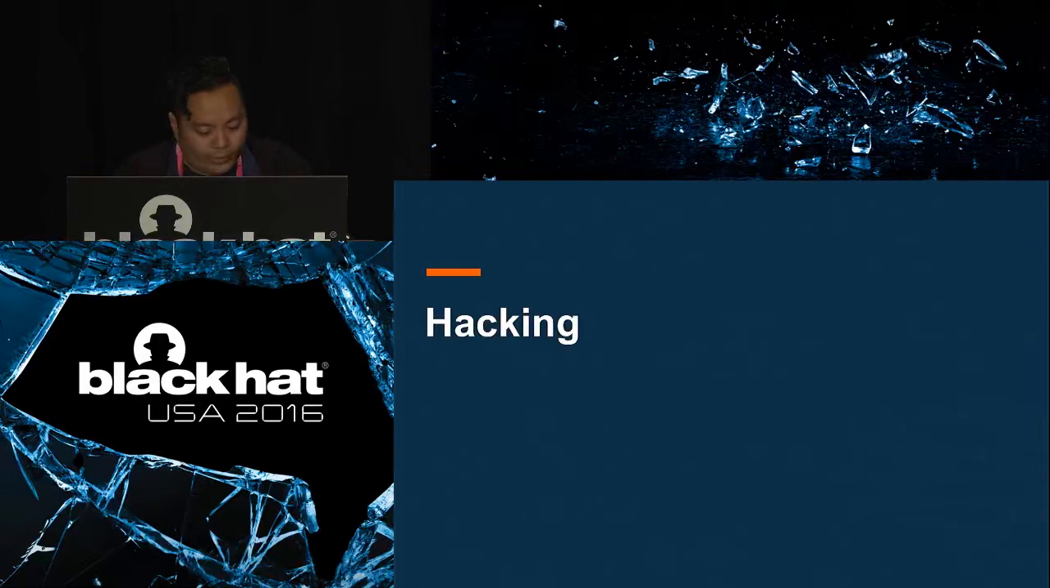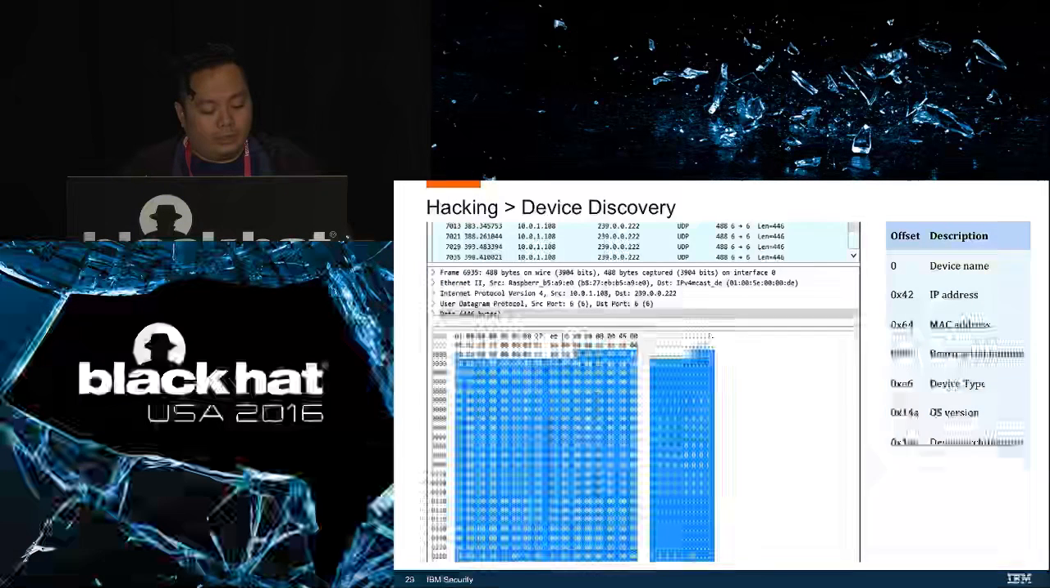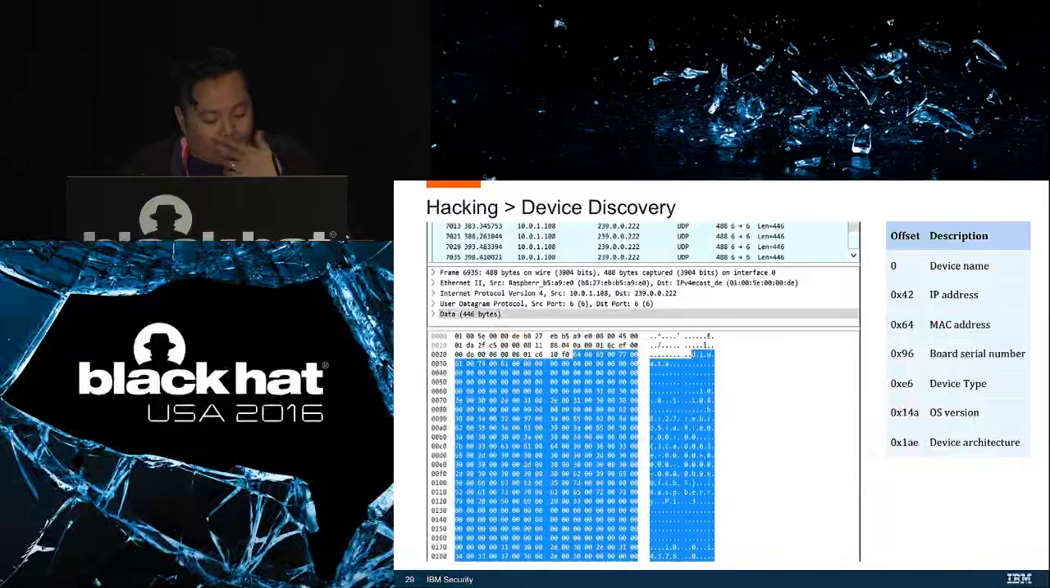Okay, so now let's talk about hacking Windows 10 IoT Core devices. First, how do you know if there's a Windows 10 IoT device running on the same network? As it turns out, Windows 10 IoT devices advertise themselves on the network. This is how the developer tools for Windows 10 IoT Core, such as IoT Dashboard, discover devices.